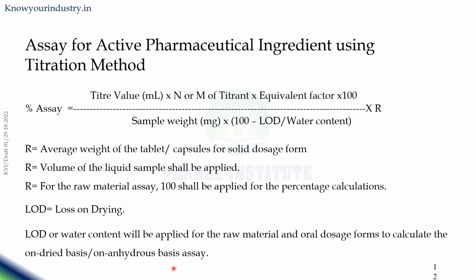You will put it in the certificate when you calculate this assay and prepare a certificate. So this is how the assay of an active pharmaceutical ingredient or drug will be calculated using the titrimetric method.